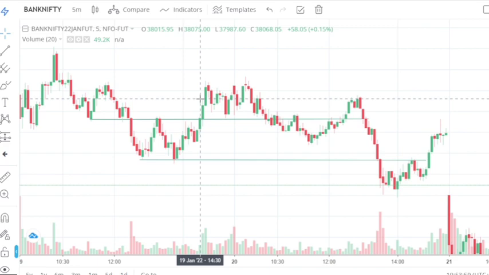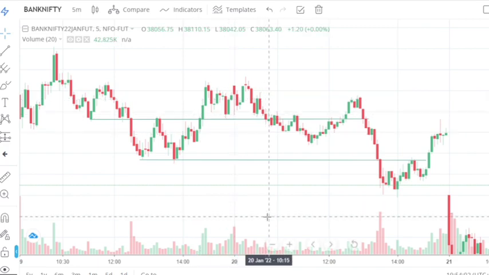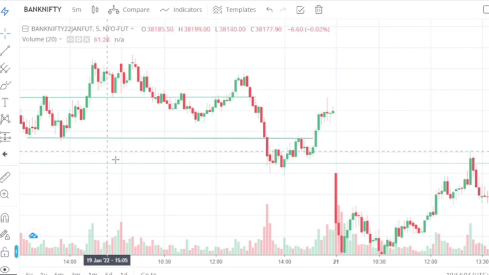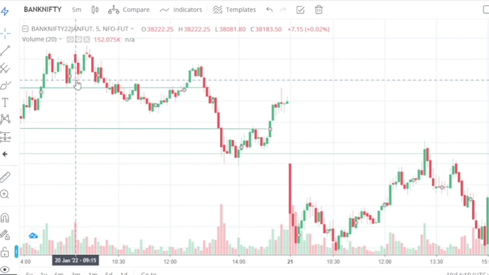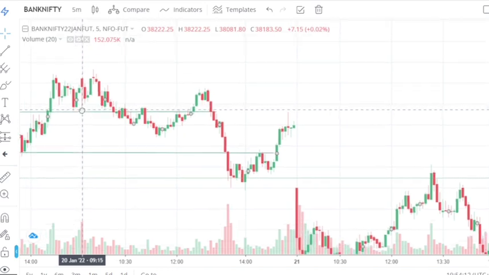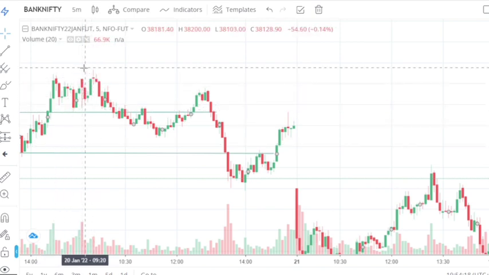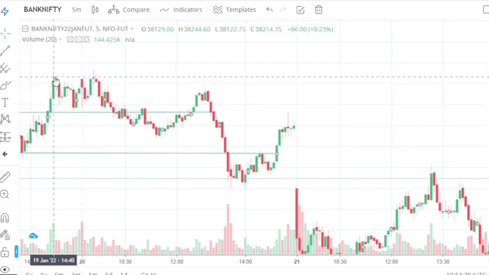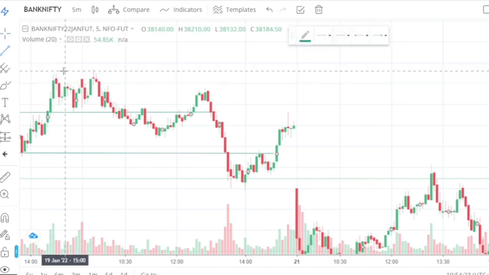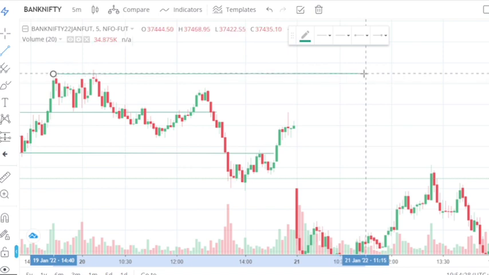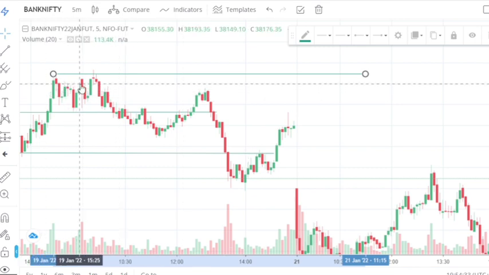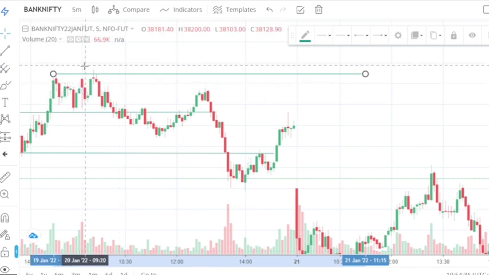So now we move to the 20th. So this is the 19th, so from here it will start. This is the 9:15 candle. You see here the 9:15 candle, this is basically the top of the previous day close. This is also a support resistance point. So this is the 9:15 candle.